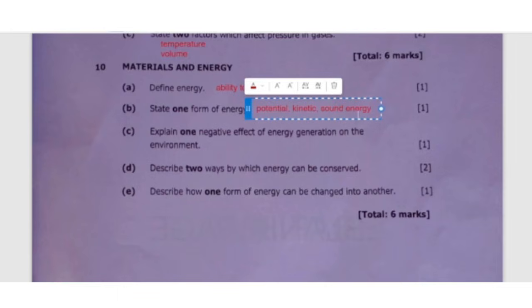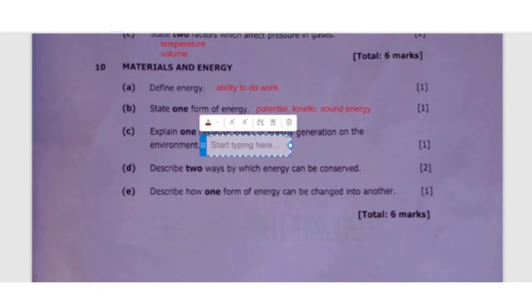So sound and light energy. These are common. If you can remember them, just write that. Okay. So you just pick one of the three. You write it. So this energy is applicable. So I'm just saying potential energy, kinetic energy, sound energy. Okay, so now we go to question number C, which is explain one negative effect of energy generation on the environment. One effect of energy generation. Okay, one, because we want to make energy, then sometimes it cause pollution.